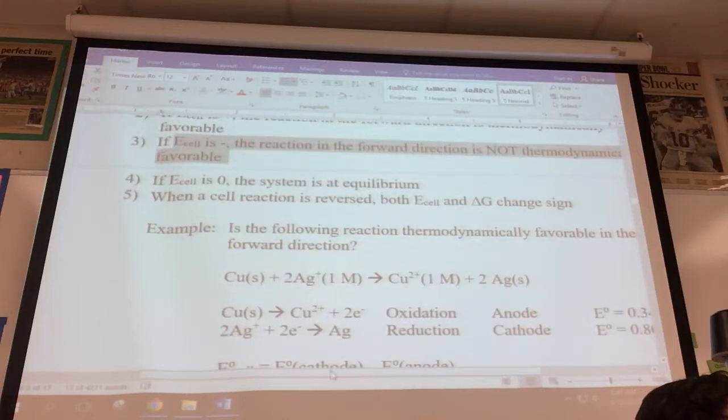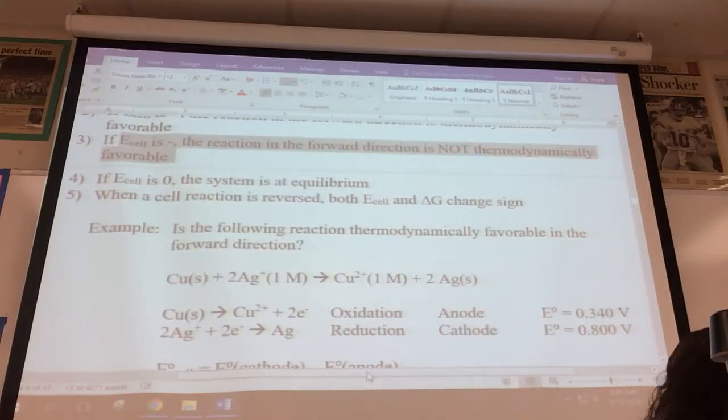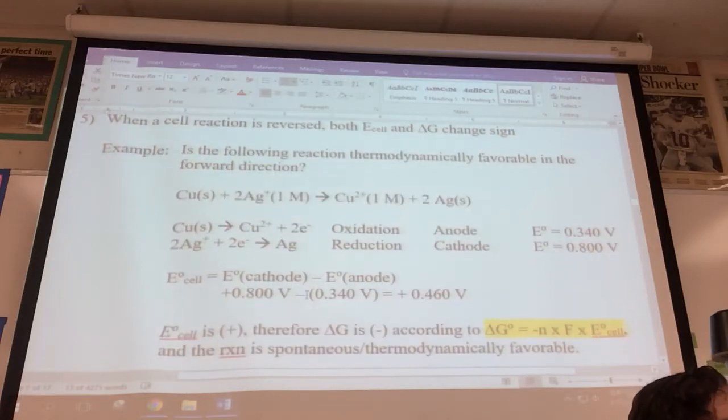And let's take a look at the following problem, because this will review what we did the other day and add the new piece of the puzzle in. Several questions I'm going to ask here to make sure you understood what we did yesterday. We went through very, very slowly to make sure you understood certain pieces. Let's make sure you've got it. It says, is the following reaction thermodynamically favorable in the forward direction?